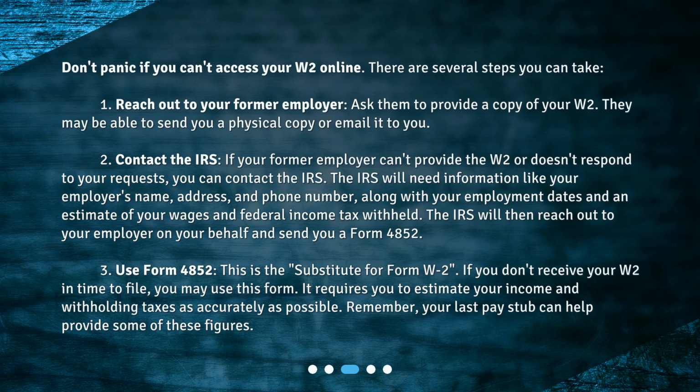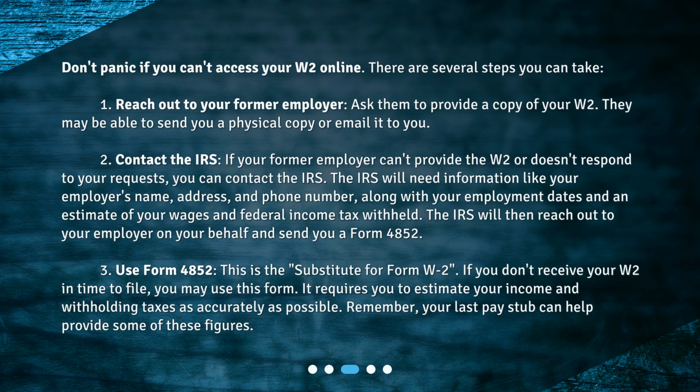2. Contact the IRS. If your former employer can't provide the W-2 or doesn't respond to your requests, you can contact the IRS. The IRS will need information like your employer's name, address, and phone number, along with your employment dates and an estimate of your wages and federal income tax withheld. The IRS will then reach out to your employer on your behalf and send you a Form 4852.